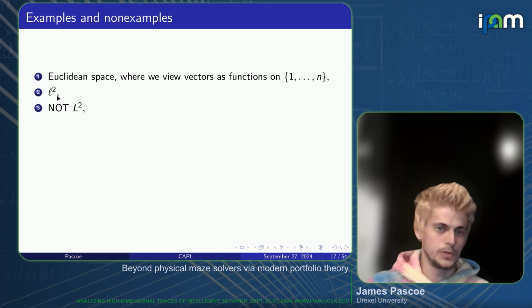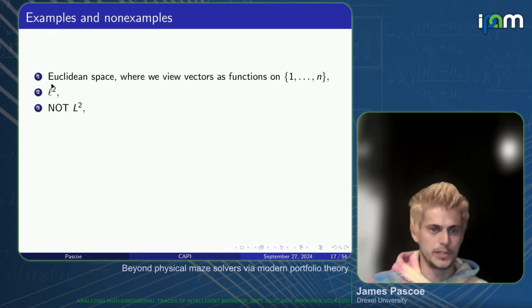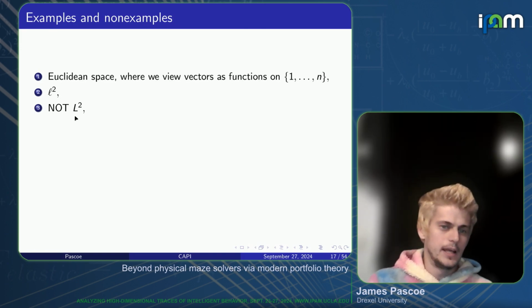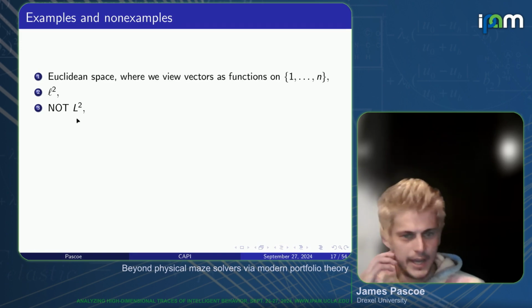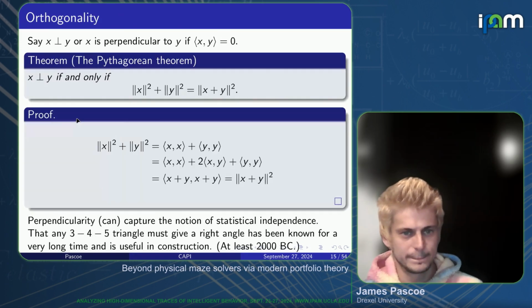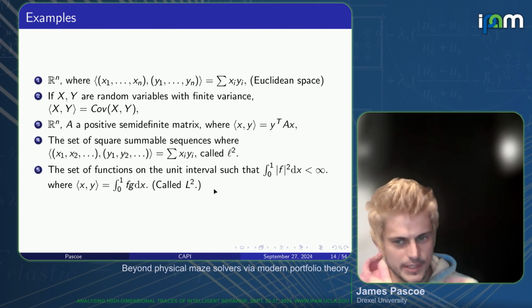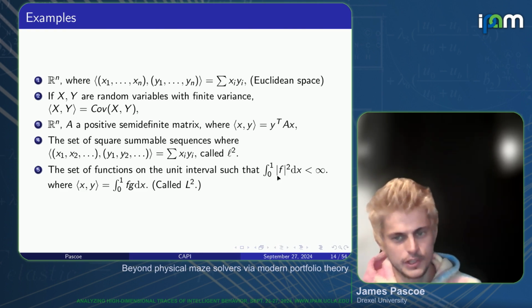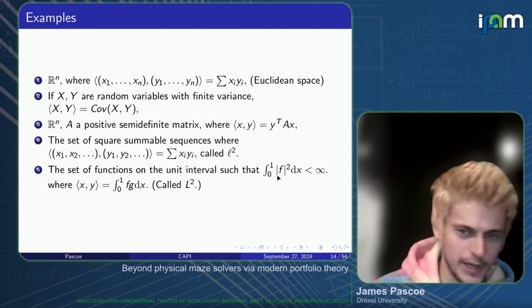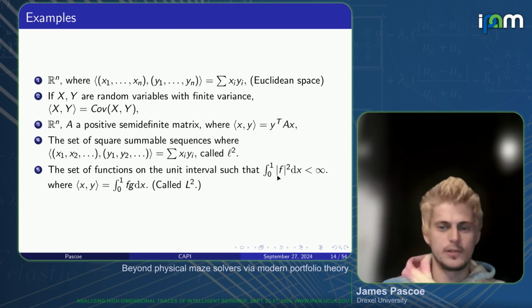Little L2, so the square summable sequences, form one. Not big L2, because the point is that having this integral be defined really only requires that the function is defined almost everywhere. So something goes a little haywire there.